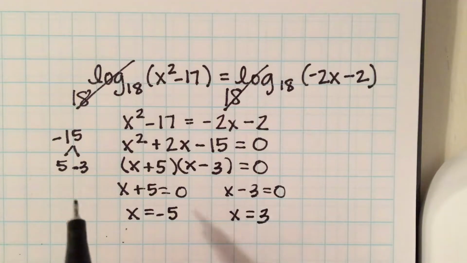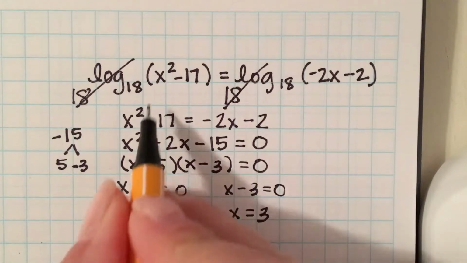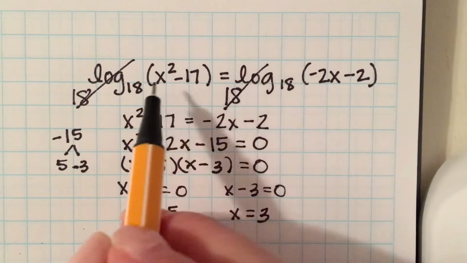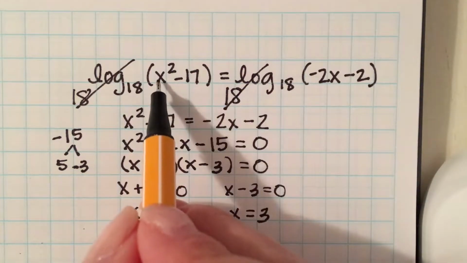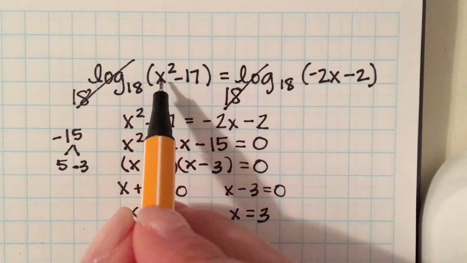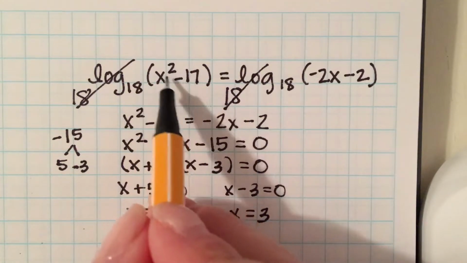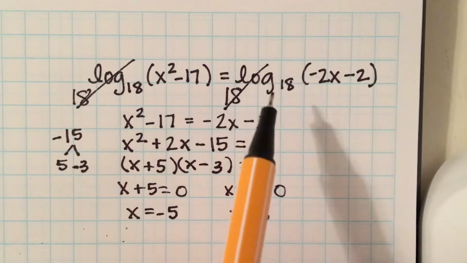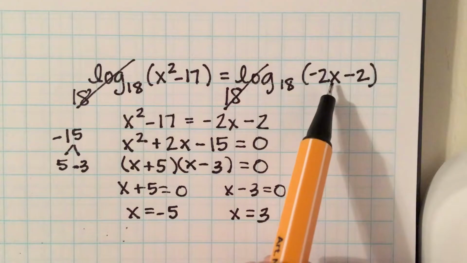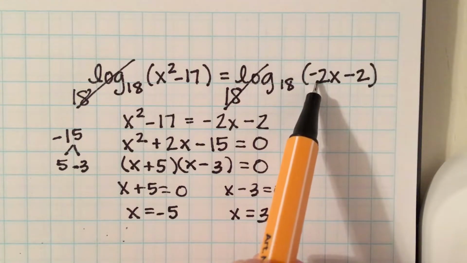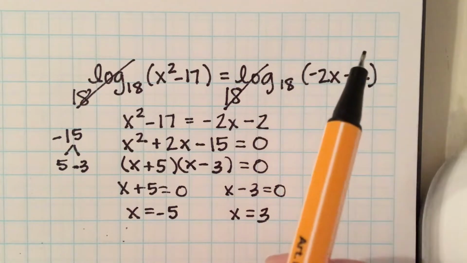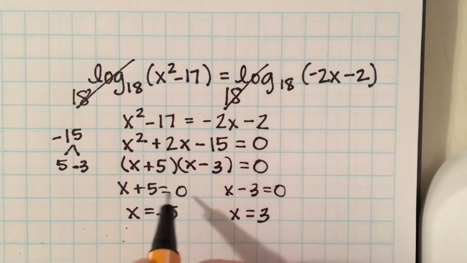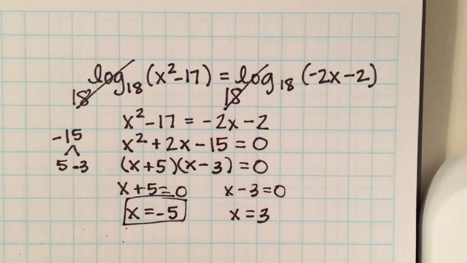Now, this is a log equation, so I need to take my answers and put them back into the original equation and make sure I don't get a negative with the log. So I take negative 5 squared is 25. 25 minus 17 is going to give me a positive number. So negative 5 works for this log. Let's try this one. Negative 5 times negative 2 gives me positive 10. Positive 10 minus 2 gives me 8. So that is also positive. So negative 5 is one of my answers.